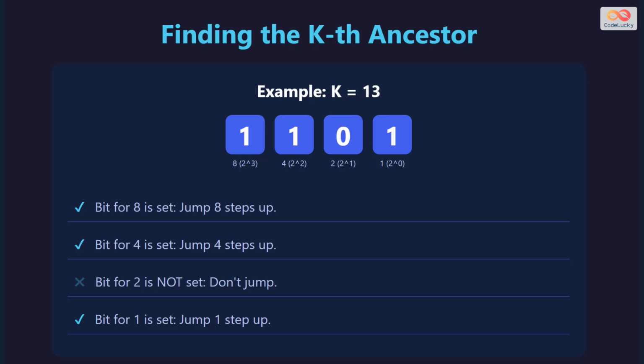Once our table is ready, answering a query is fast. We look at the binary representation of k, for example. If k is 13, which is 1101 in binary, it means we need to jump 8 steps, then 4 steps, then 1 step. We process these bits from largest to smallest, jumping only when the corresponding bit is 1.